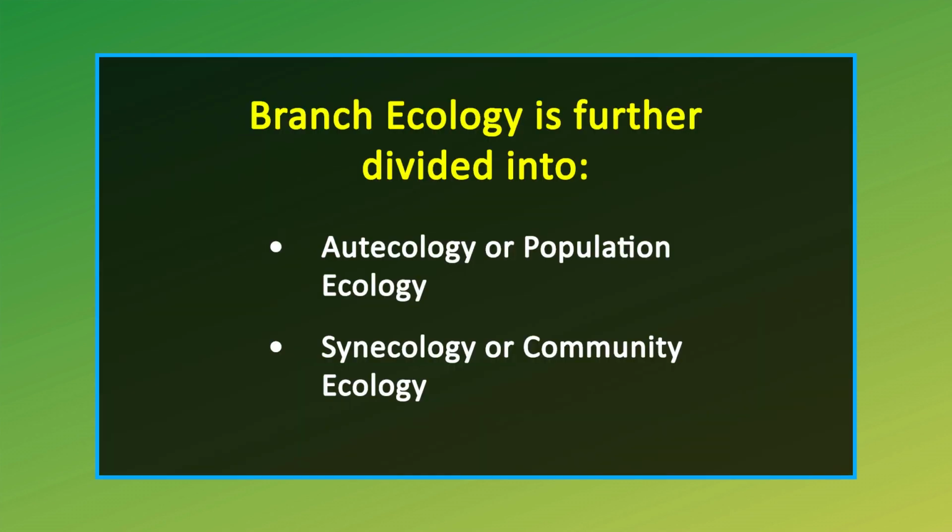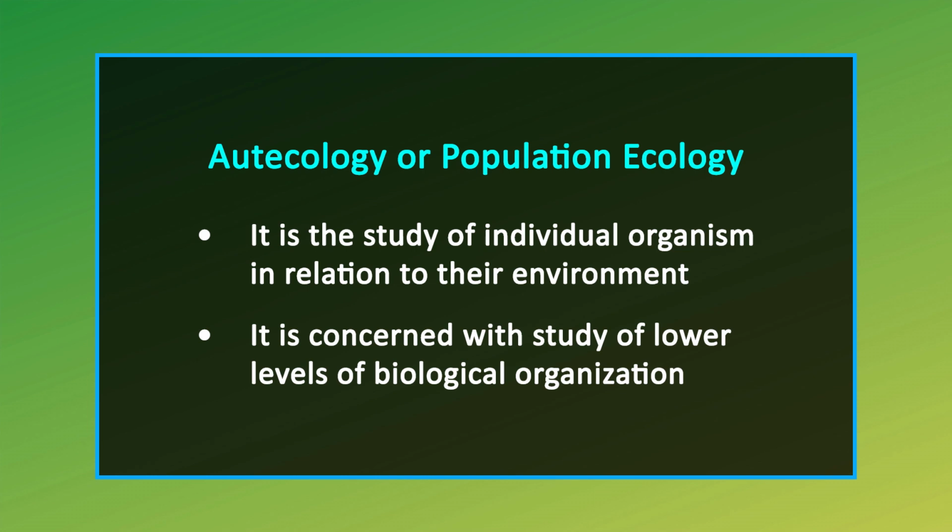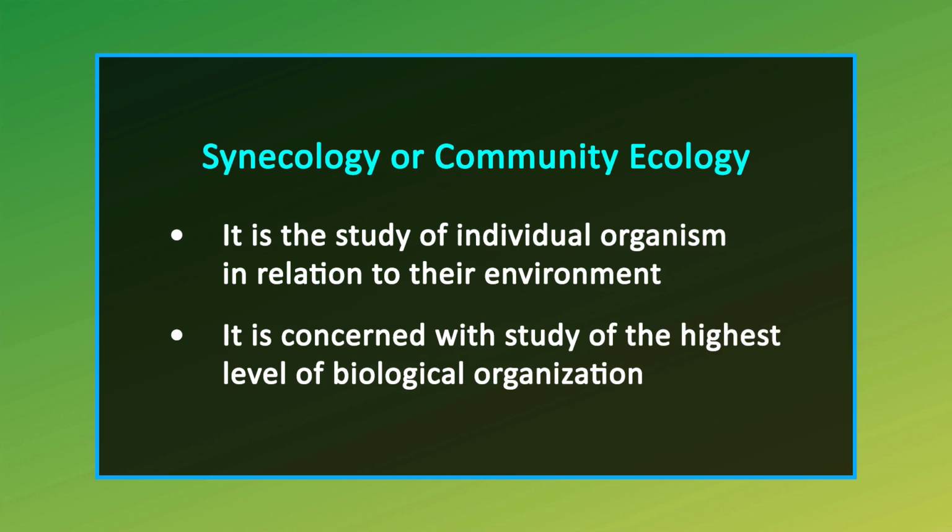Dear students, the branch of ecology is further divided into autoecology or population ecology and synecology or community ecology. Autoecology is the study of an individual organism in relation to its environment. It is concerned with the study of lower levels of biological organization. Then synecology or community ecology is the study of a group of organisms in relation to their environment. It is concerned with the study of the highest level of biological organization.